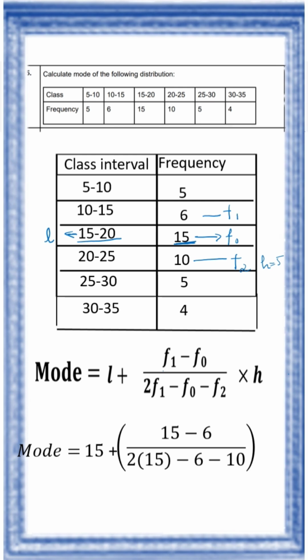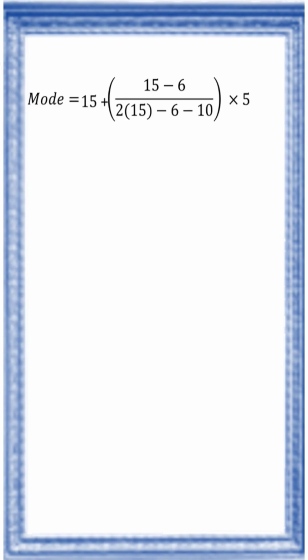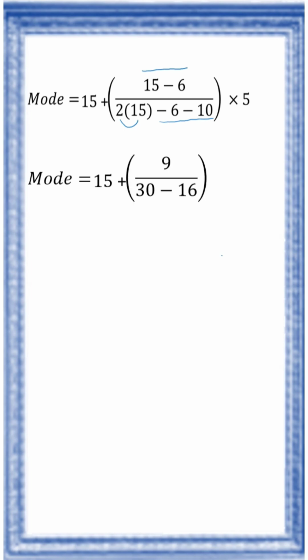15 plus, here F1 is 15, F0 is 6, F1 is 15, F0 is 6, 10 is F2, into H which is 5. So mode is equal to 15 plus, here let us simplify. 15 minus 6 is 9, 2 into 15, 30, minus 6 minus 10, it is 16, into 5. 30 minus 16, what is it? 14. So mode is equal to 15 plus 9 by 14 into 5.